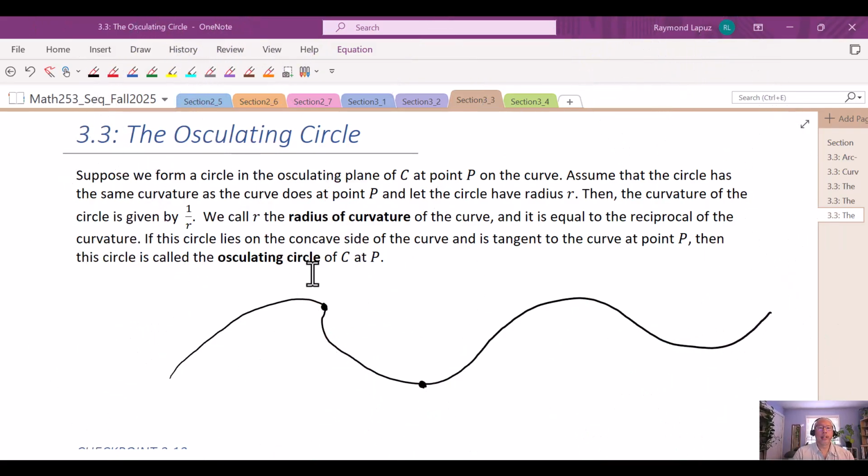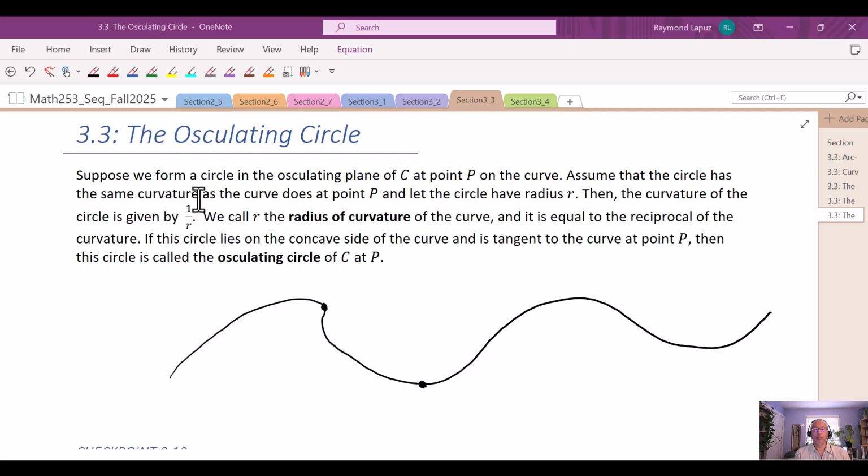All right, so the osculating circle is a circle formed on a plane. If this is in 3 dimensions, then we have to be in an osculating plane. But for simplicity's sake, let's just stick with 2-dimensional graphs. And with the 2-dimensional graph, our plane is just going to be the xy plane.